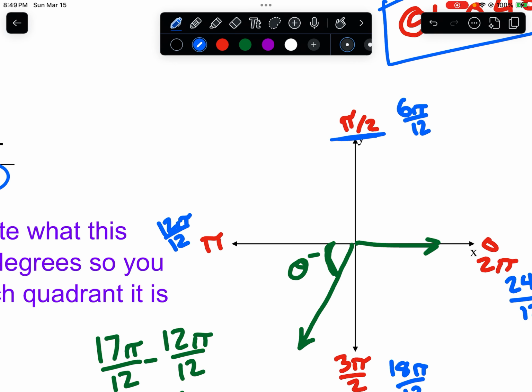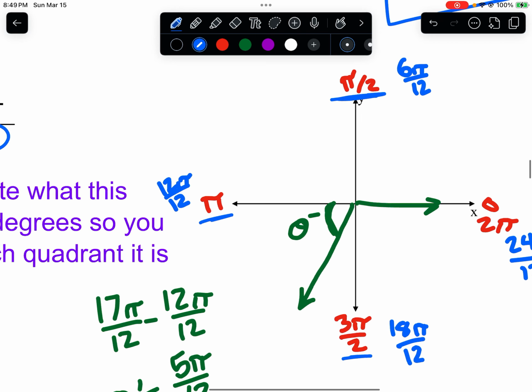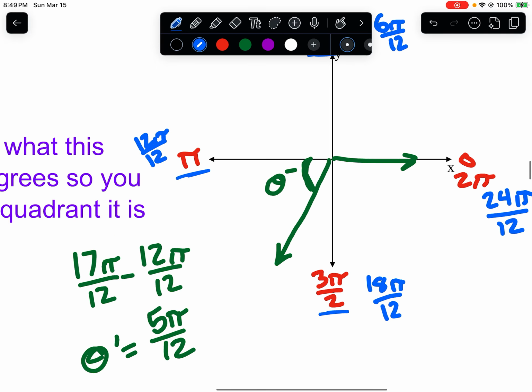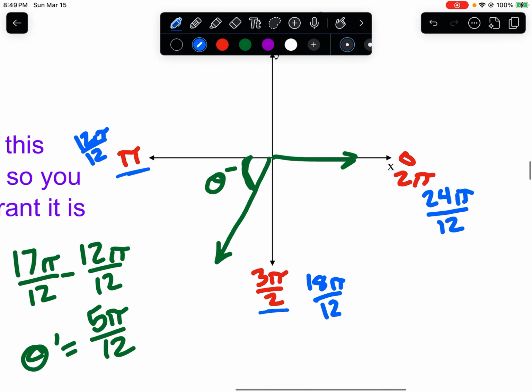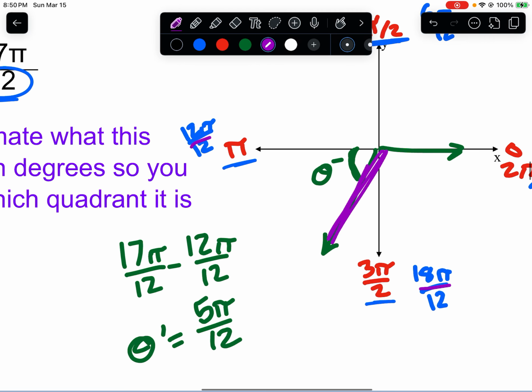So all I did was look at that 12 there and find out what all of these measures' equivalents were in terms of pi with a denominator of 12. So pi over 2 with a denominator of 12 would be 6 pi over 12. Or pi would just be 12 pi over 12. 3 pi over 2 would be 18 pi over 12, and then all the way around would be 24 pi over 12. And so that 17 pi over 12 falls in between the 12 and the 18. So it might not be perfectly right here, but it's at least in that quadrant.